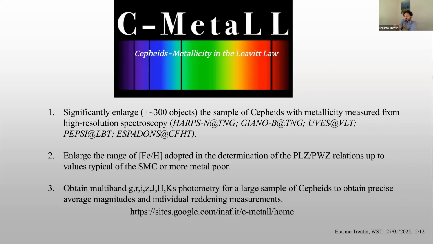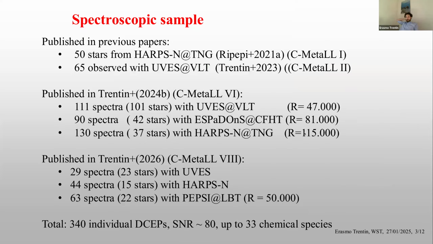In this talk, I'm not going to focus on the calibration itself, I'm going to focus on the spectroscopy part. So the spectroscopic sample has been published over several years. We had several releases. We started in 2021 with the first paper with 50 stars observed at the TNG with the HARPS-N instrument. Then, in a second paper, we reached more than 100 stars published. The bulk of the stars has been published in C-MetaLL 6, the sixth paper, by this guy, Trentin, that maybe you know.